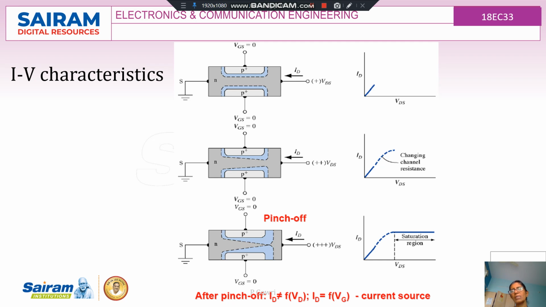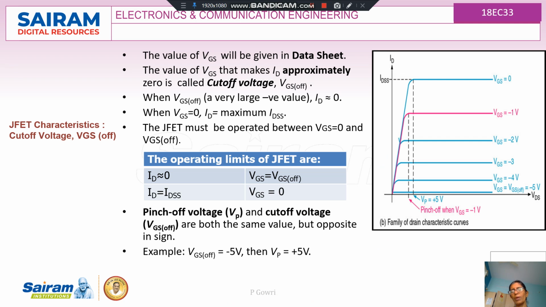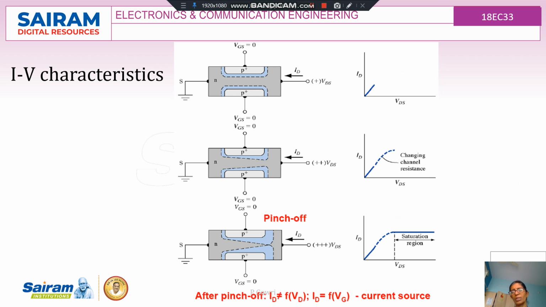As I increase the applied voltage across the drain to source, that is, when VDS is more positive, there will be more current flowing through the device, and because of this current there will be a voltage drop along the channel. This voltage drop will reverse bias the PN junction, and because of it the depletion region also increases.